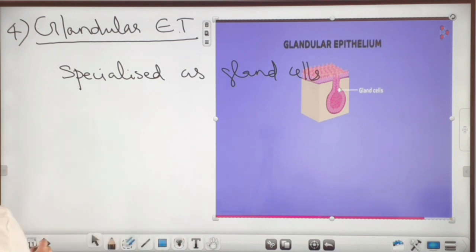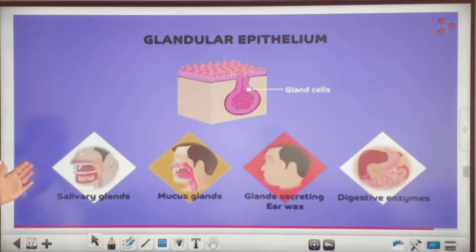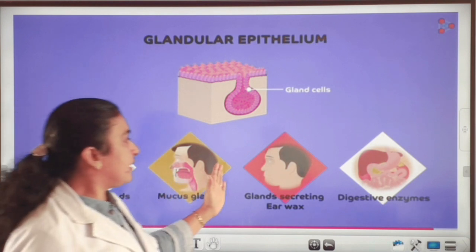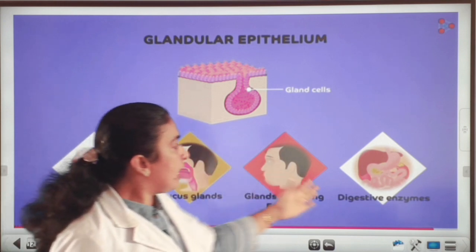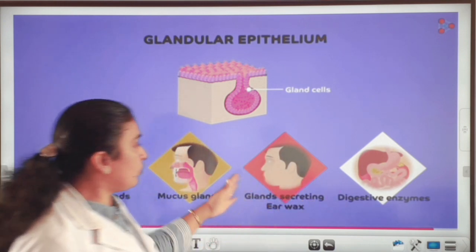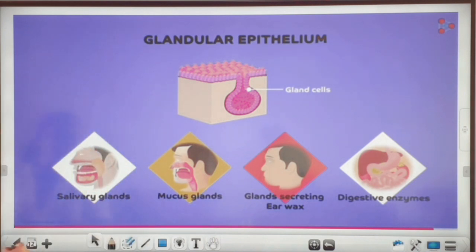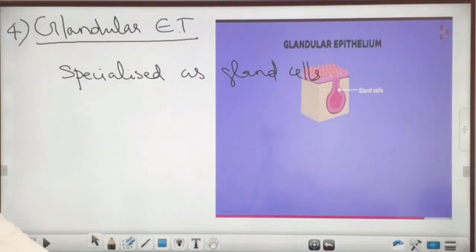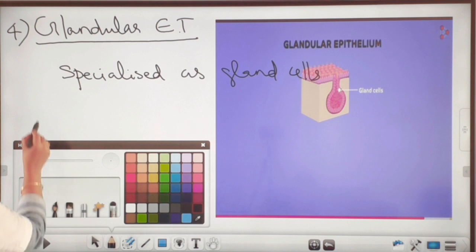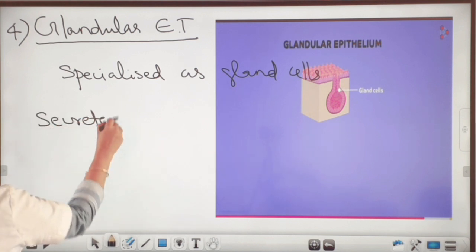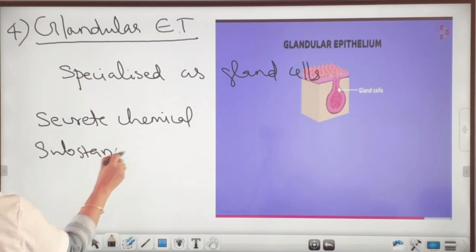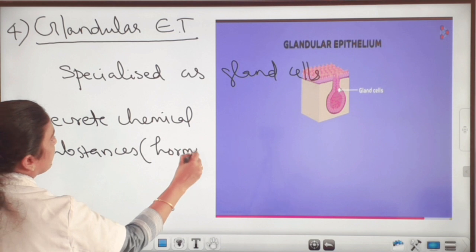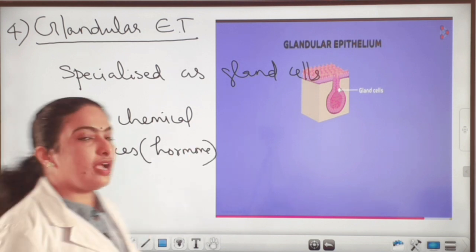And where can we see this glandular epithelial tissue? Salivary glands, muscular glands, the glands which secrete earwax, then digestive enzymes. So these are the major glandular epithelia. And now we can see the function. The function is to secrete chemical substances, that is hormones. So hormone secretion is the function of this glandular epithelial tissue.